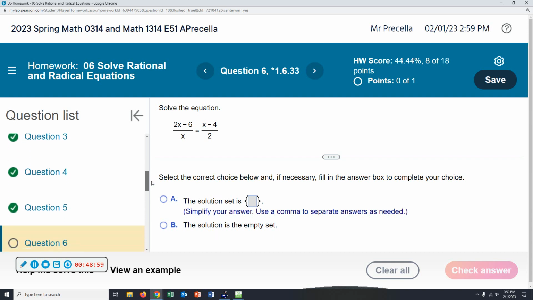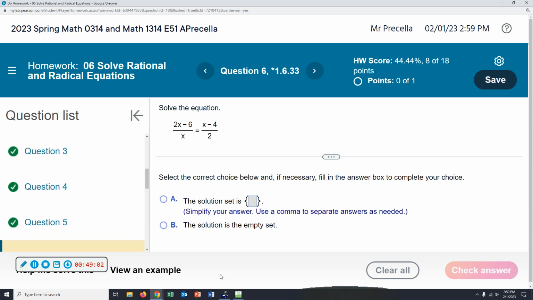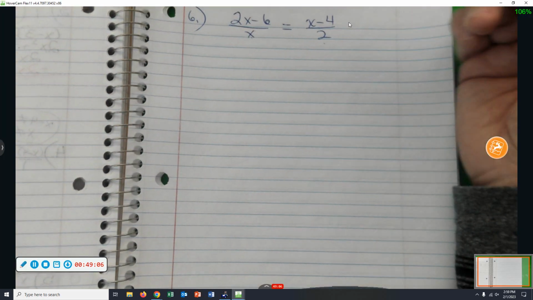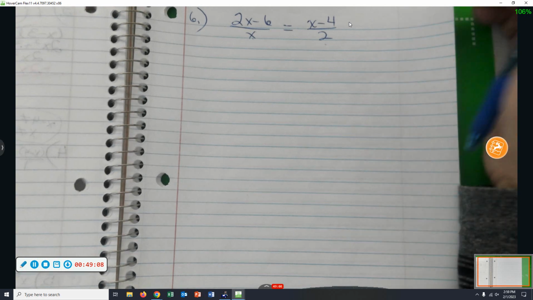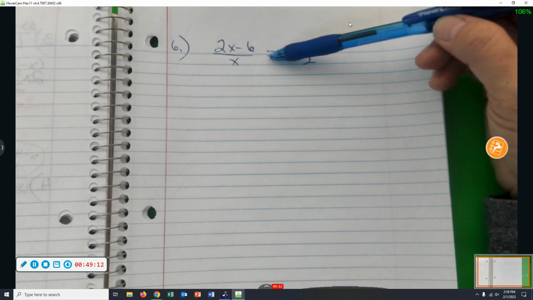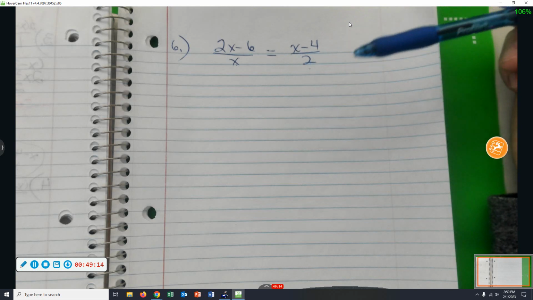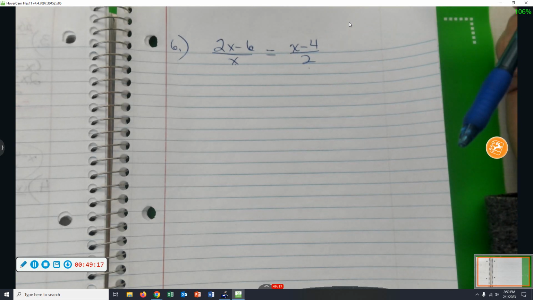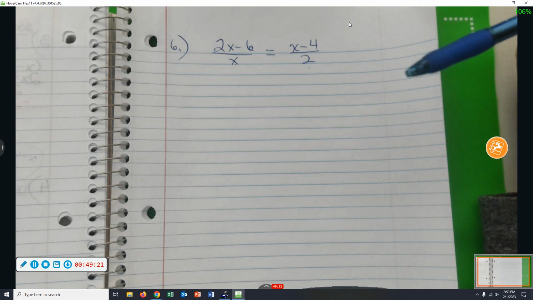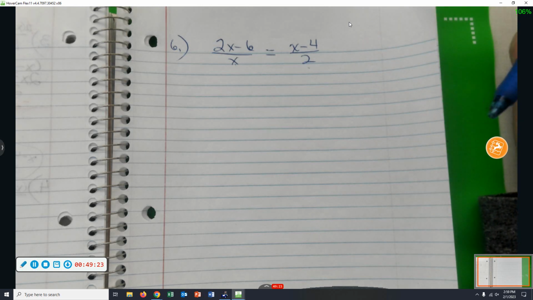I'm going to do something different, though. Let's switch over to my work. I'm not going to multiply by the least common denominator. In previous math classes, you would have seen expressions in the form fraction equals a fraction. That's called a proportion. There's a method of solving proportions that involves a special type of multiplication. Does anyone remember what that type of multiplication is?